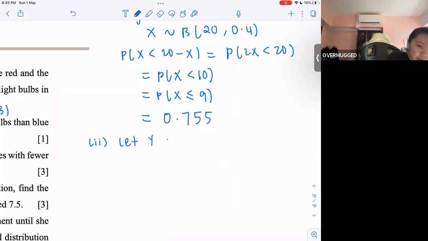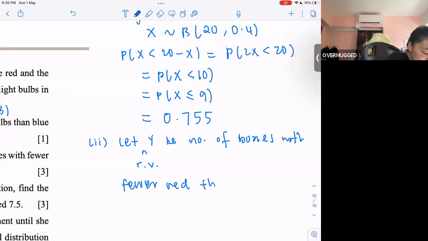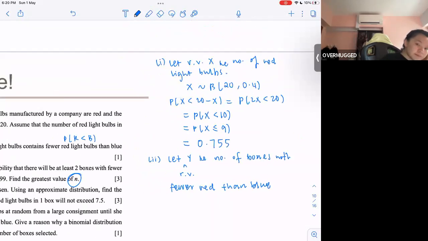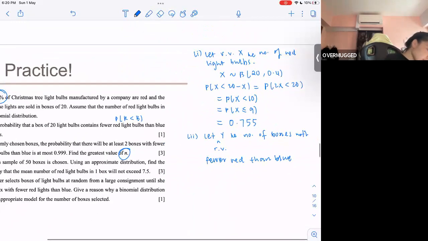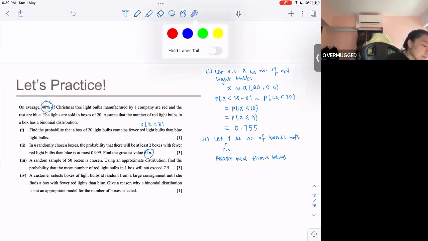So let's say, let random variable Y be, because this time you're counting what? Number of boxes with fewer red than blue light bulbs. Okay, in the exam, please write out the whole thing. So you're finding the number of boxes with fewer red than blue.